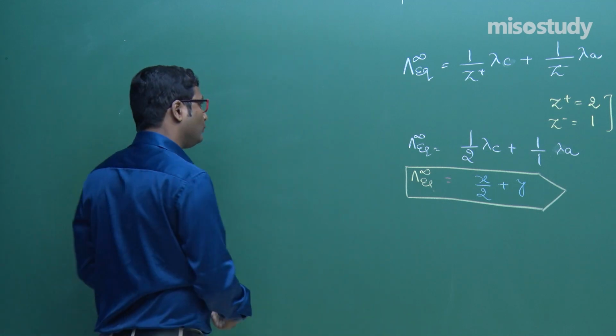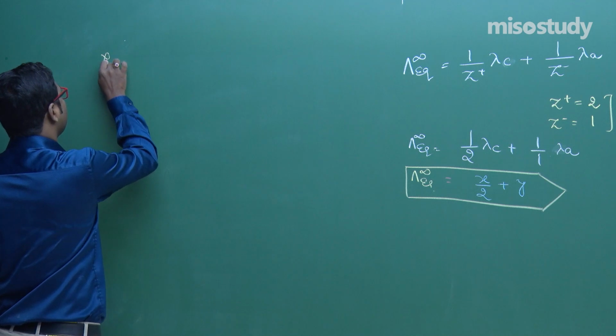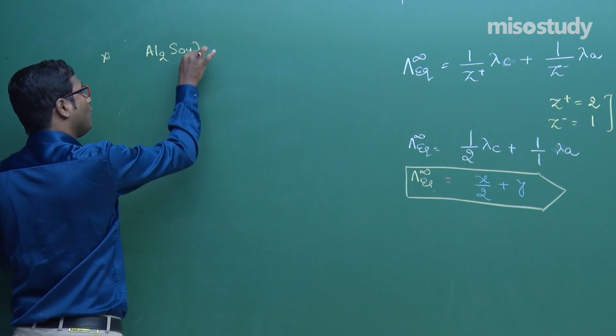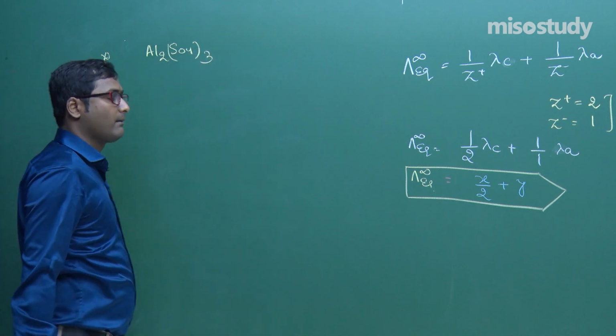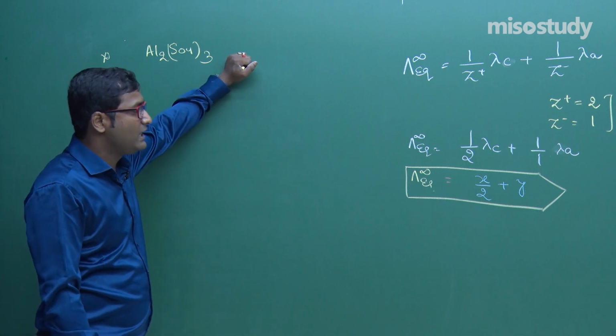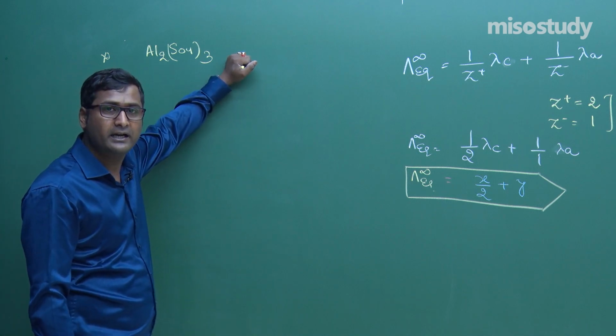Clear? Now if I put here, the next one is Al2(SO4)3. Clear to you? Now write down the expression for equivalent and molar conductivity.